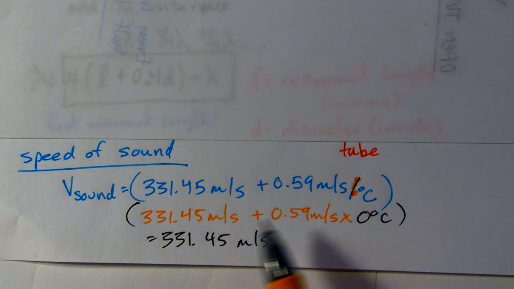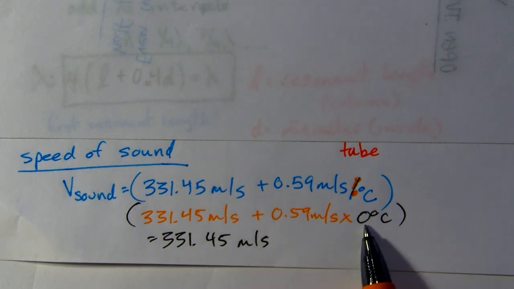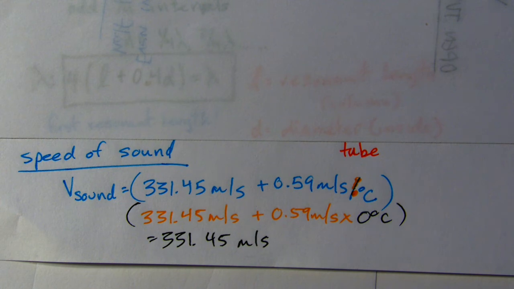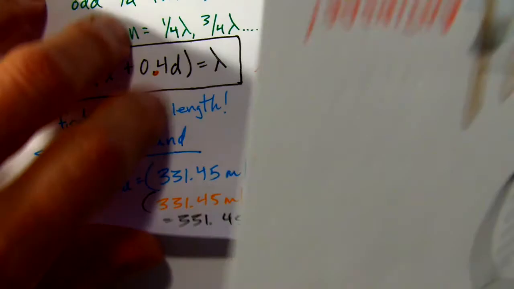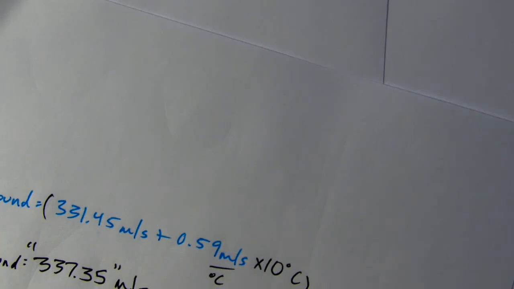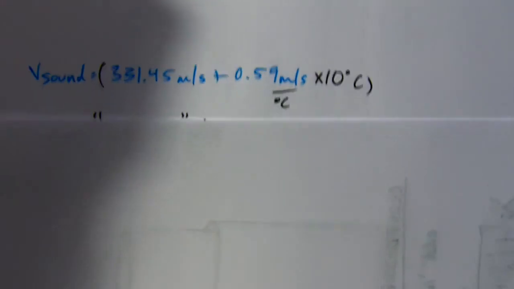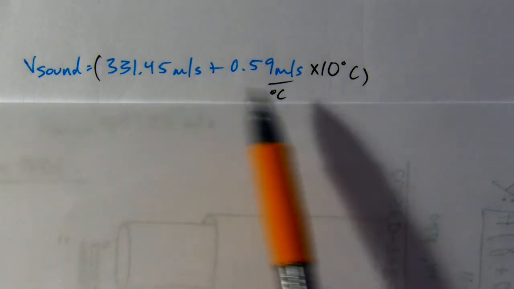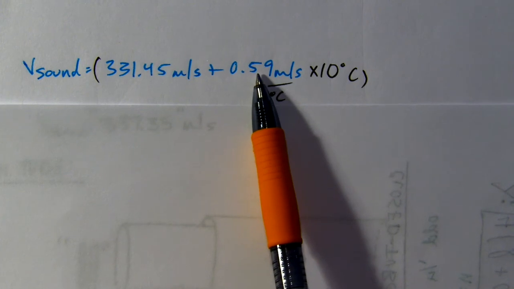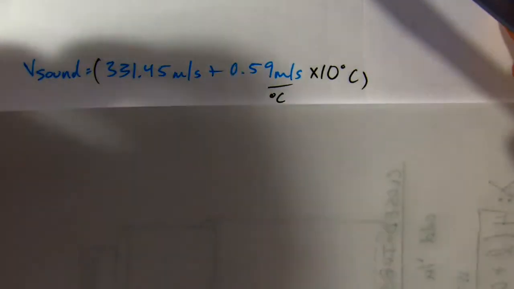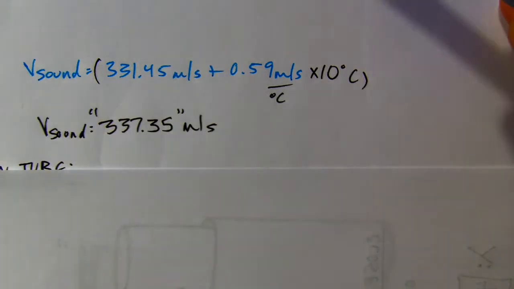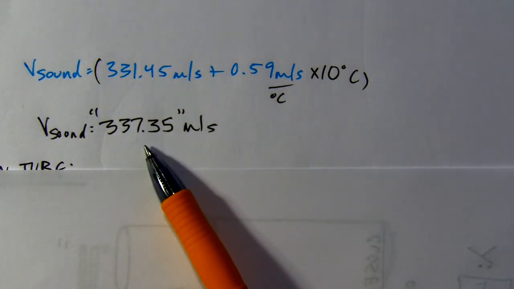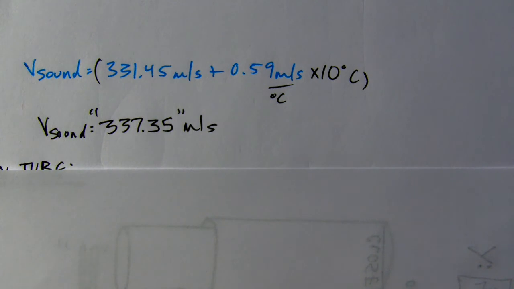So how do you do that? Well, if it was 0, then you'd have 0 times 0.59, and that's obviously going to be 331. But you could do it for something as simple as 10 degrees. Let's do that here. 10 degrees is pretty cold water. You're probably not going to do a lab with 10 degree water, but if you did, this comes to 5.9. You add that, and it's like 337.35 or something like that. That's what I'm going to call it, because I don't have my calculator and I'm not wasting your time.